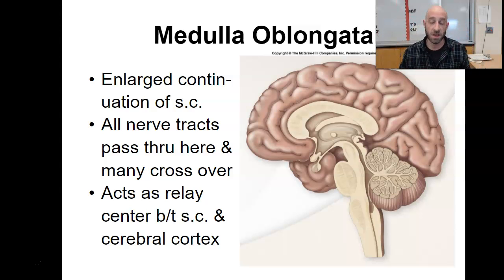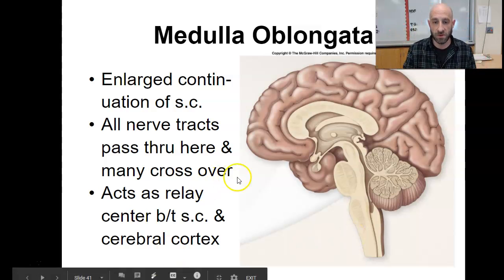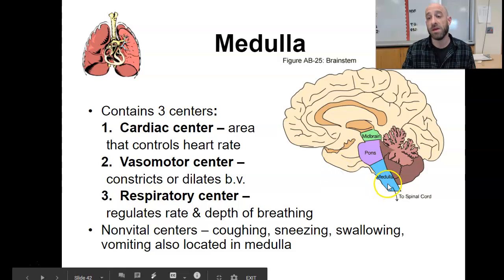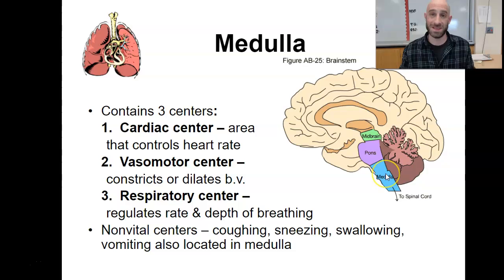Remember, your ascending tracts, which are sensory information, are going to cross over, and your descending tracts, which are motor information, are also going to cross over. So that's an important feature. But there's also another very important feature of the medulla. The medulla is actually the part of your brain which is keeping you alive in terms of your heart beating, your blood vessels dilating, and breathing.